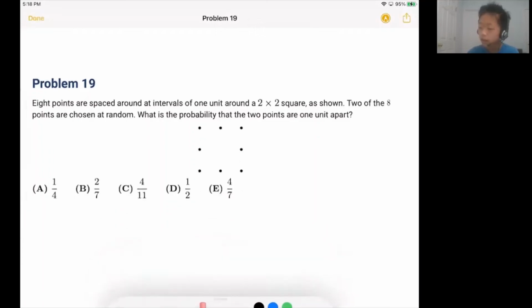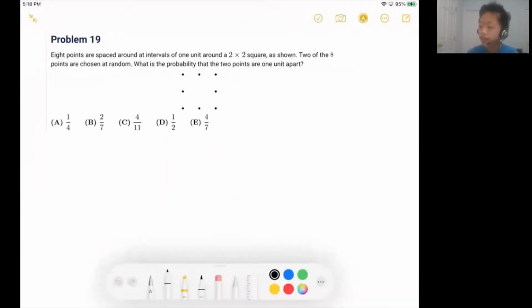So in this question, we have these 8 points in this 2x2 grid formation, and we're going to choose 2 of them at random. And we want to know the probability that the 2 points are 1 unit apart.